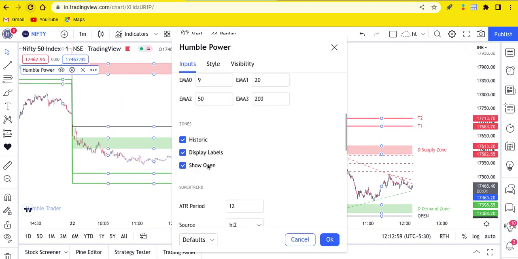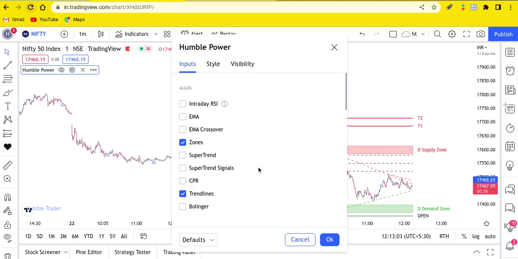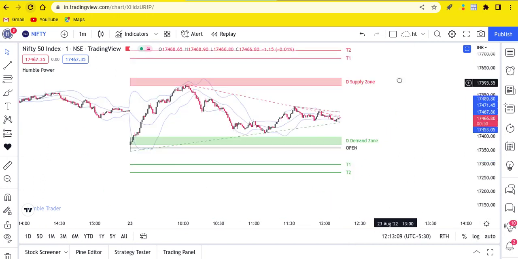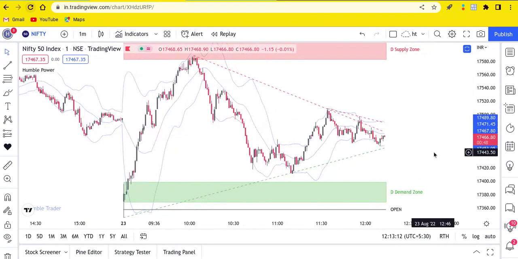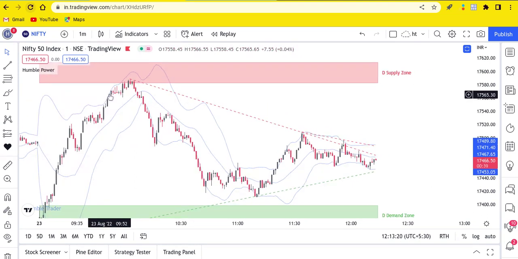Okay, for right now what we are doing is, the historic zones are removed and CPR is removed. Now some people like to trade with Bollinger Band as well. What is Bollinger Band? Bollinger Band is just a band, obviously, and whenever the band is broken on the downside, it will give you a sharp move downside, and whenever the price closes above the band, that basically calls a breakout.